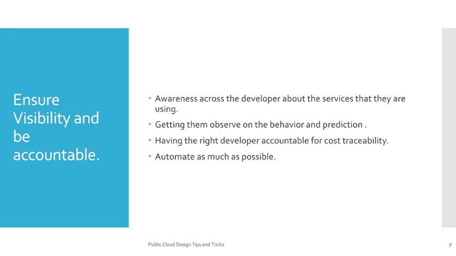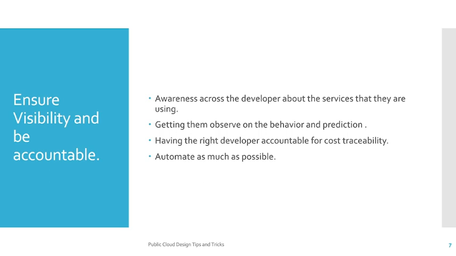Second, getting them to observe the behavior and prediction. So you should definitely observe, as in the previous diagram I was showing, you need to see the prediction. What is the prediction that is coming from your cost dashboard, like when the cost is going to change. Having the right developer accountable for the cost traceability, that is also the most important part. If you have a developer who doesn't have that mindset, that doesn't have that knowledge to adopt that, then you deploy it for the cost management, it is not going to help. So that's where you have to find out the right person to delegate to execute that work.